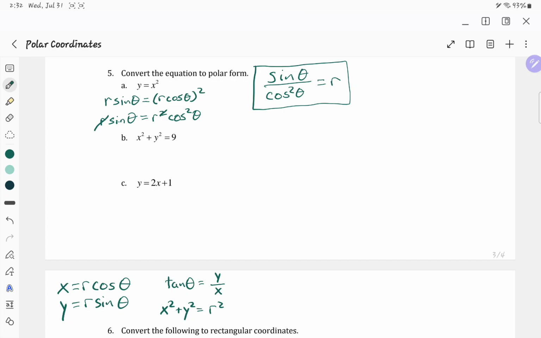Now with this, we'll make a little comment here. Sometimes you'll get to an answer like this and you'll check the back of the book and they'll have something else. Just because they have something else doesn't mean what you have is wrong. It could just be in a different form.